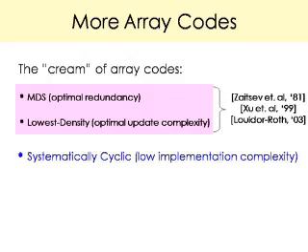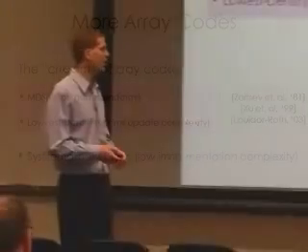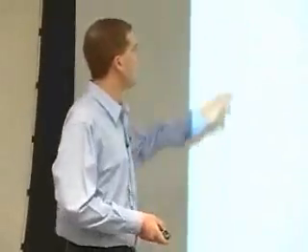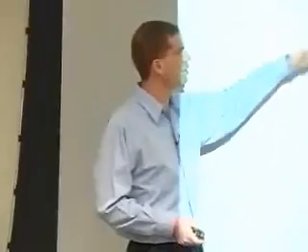Now, our final topic, which will be very short: some additional array codes. What are the cream of array codes? What are the best array codes that exist? These are those that have optimal redundancy, meaning the minimum amount of redundancy that you can hope for, and also codes that have lowest density, which means that they have the optimal update complexity. You cannot improve over them in terms of both redundancy and update complexity, and there are a handful of those types of codes.